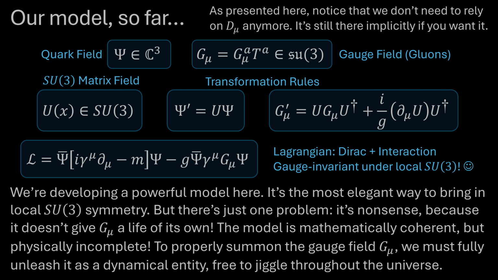But existence has consequences, and if you want to summon a gauge field, you have to summon it all the way. You have to unleash it as a dynamical entity and deal with the consequences, okay? I mean, that's just life. That's how it works, you know? Your gauge field has to be able to jiggle on its own throughout the universe, and you have to be able to quantify how much energy is in that jiggling. Only then have you responsibly summoned the gauge field in a way that makes good physical sense.